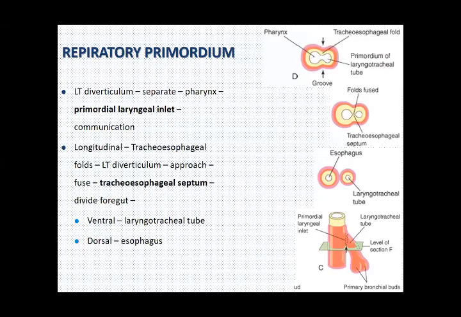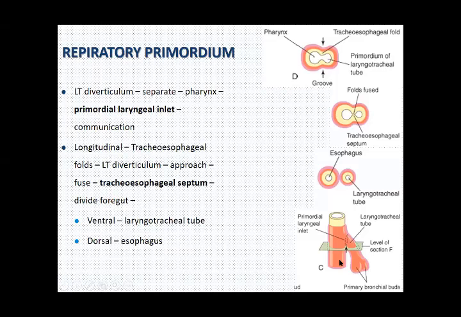अच्छा जी, अब ये जो laryngotracheal diverticulum था, पहले तो ये was a long communication. Then as it grows down, the communication becomes narrow. So the communication between the foregut and the respiratory diverticulum या laryngotracheal diverticulum becomes narrow, so that now two separate tubes are formed.